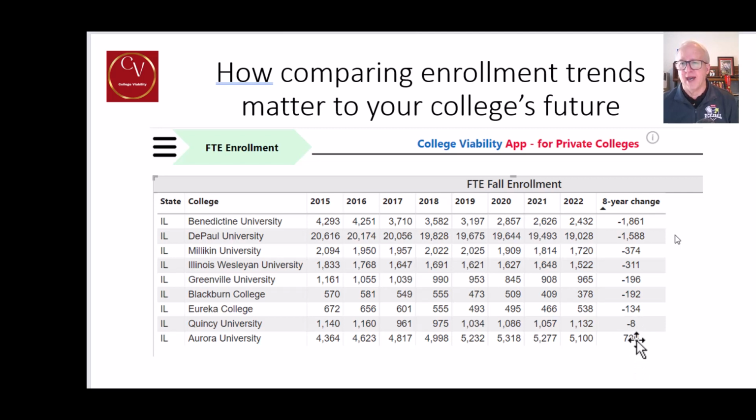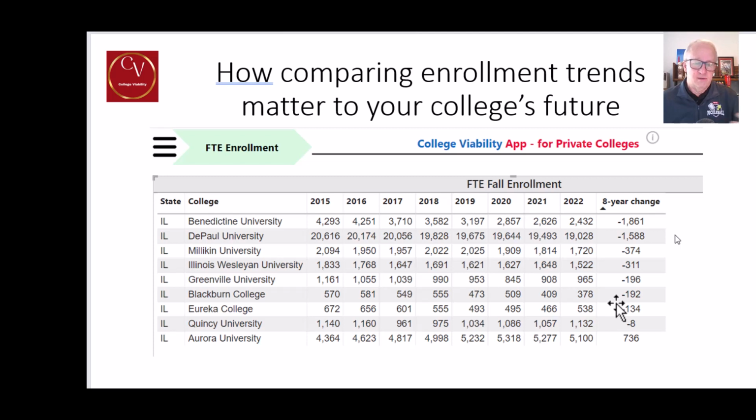Only one of the set has actually grown enrollment over the last 8 reported years. And again, I picked a set of Illinois private colleges. It really wouldn't have mattered what set of colleges I picked. Most colleges, and I had the numbers here somewhere, I think it's greater than 50%, have had enrollment decreases over the last 8 years.